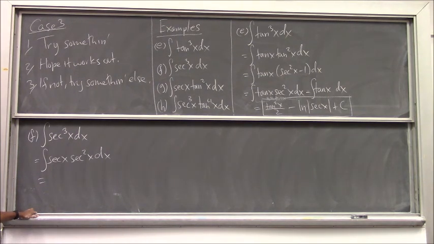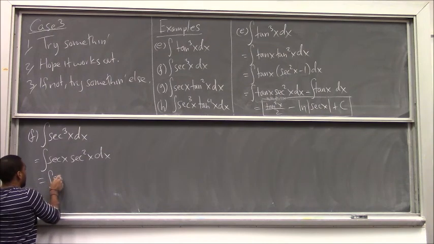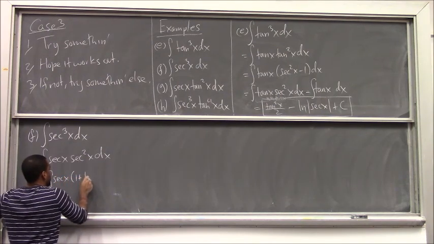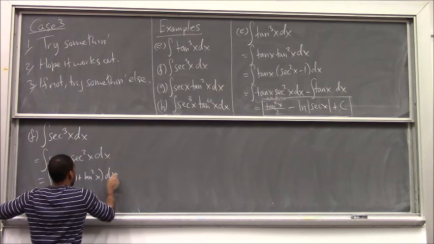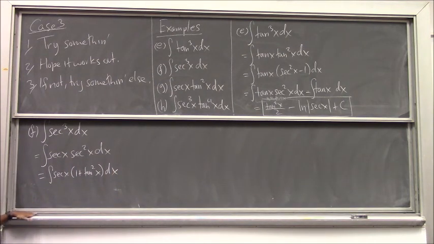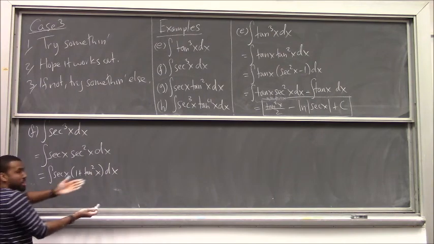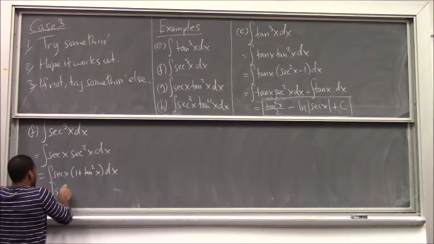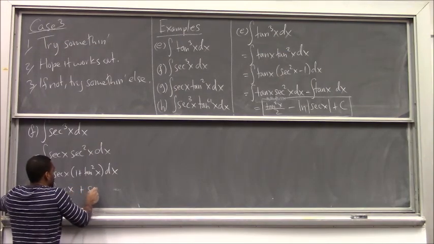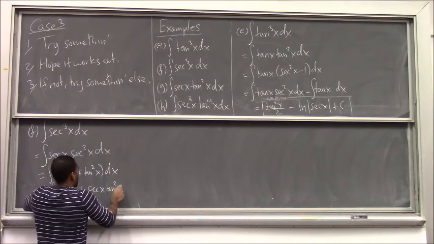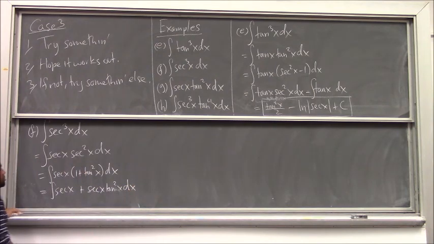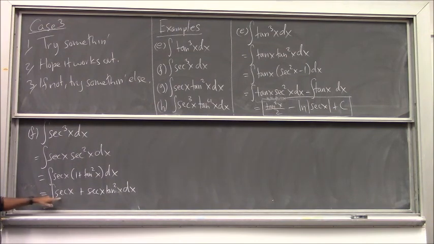So this is 1 plus tangent squared. Hey, it worked out last time. Why not? Okay. So secant x plus secant x tangent squared x. Split those into two integrals. So you can do the secant by itself, and that. What are you going to do with that?